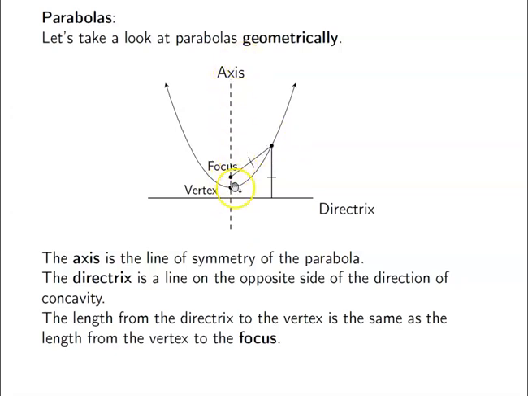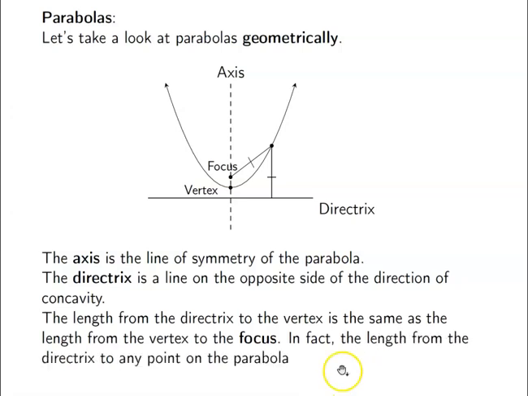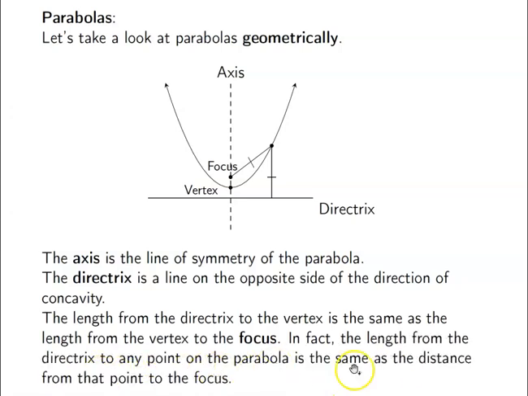So if I stay on my axis, this vertex is a point on my parabola, right? So the distance from the directrix to the vertex is the same as the distance from the vertex to the focus. Because again, the vertex is a special point on my parabola, but what I was talking about here is true for any point. So since this is true for any point, and the vertex is a point, the directrix to the vertex is the same distance as the vertex to the focus. Okay? So in fact, the length from the directrix to any point on the parabola is the same as the distance from that point to the focus. So I said it first, but in the writing, I said it last.